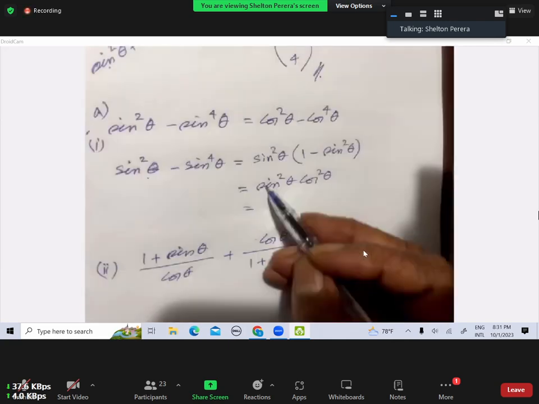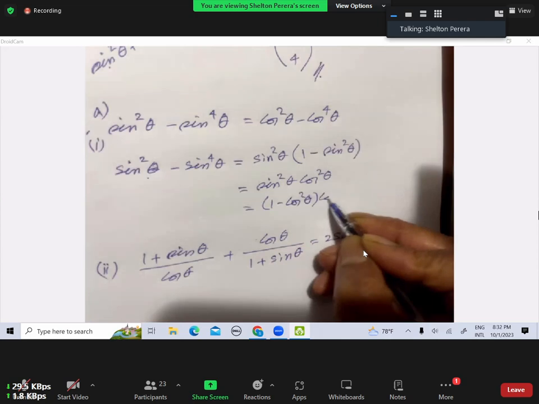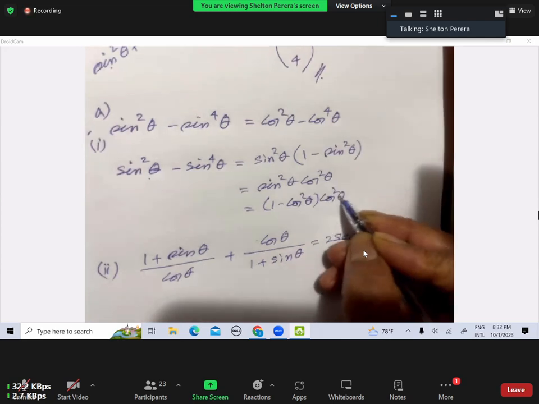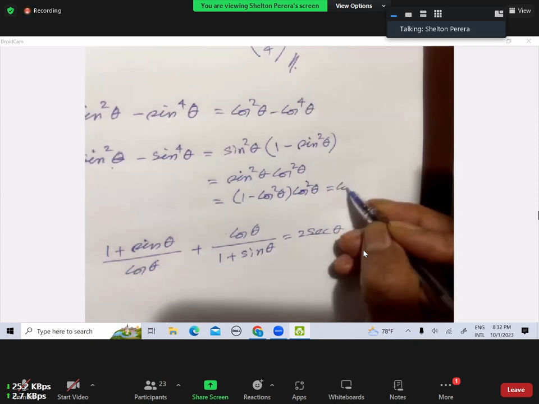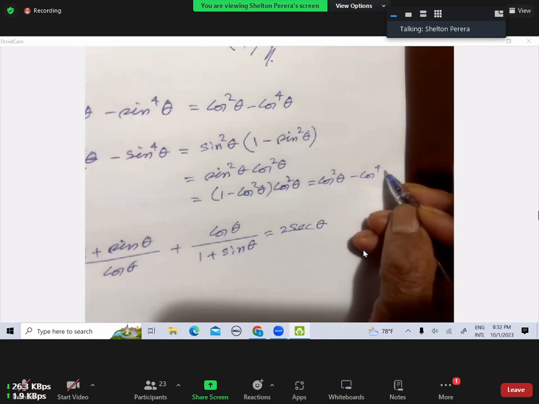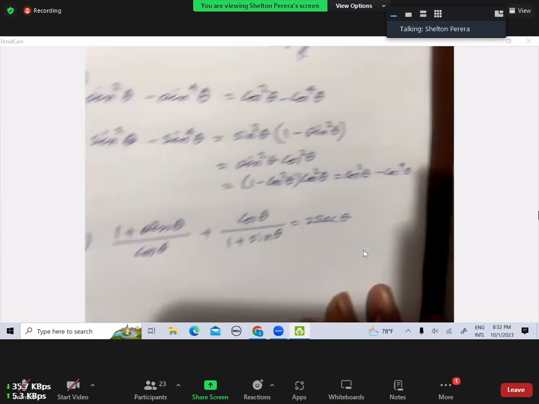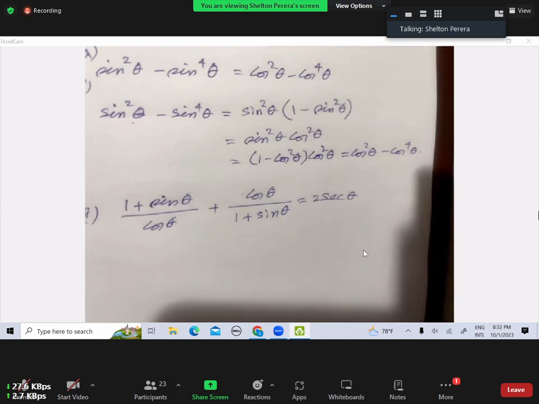So here, for that we write 1 minus cos squared theta times cos squared theta. Now just multiply. You get cos squared theta minus cos to the power 4 theta. Okay? That is the first one. I told you in 15 minutes.